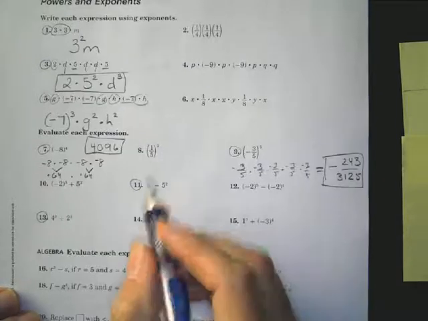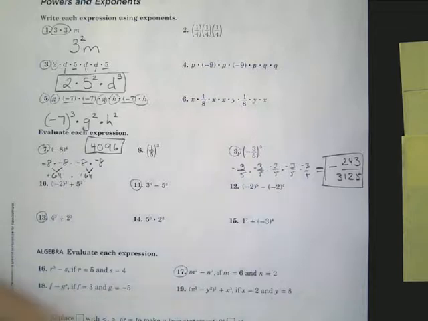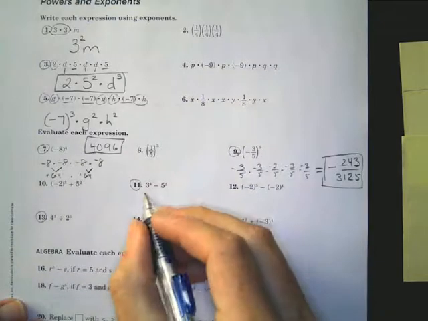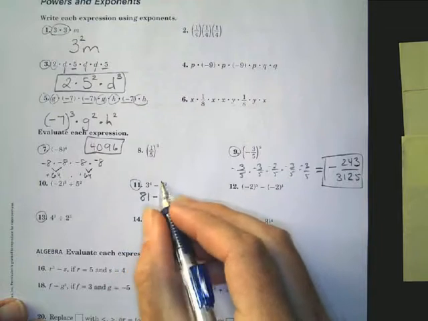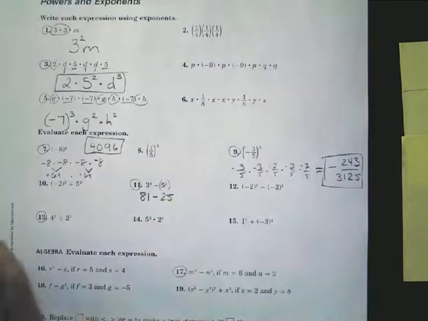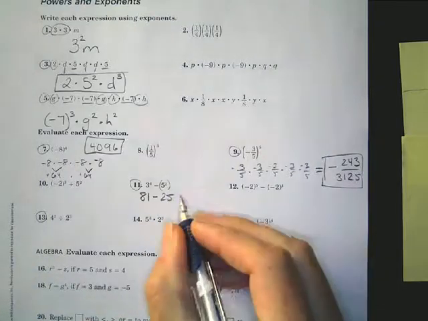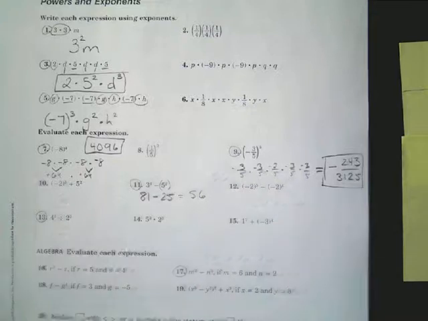On number 11, I have 3 to the 4th power, which is going to be 3 times 3 times 3 times 3. Oops, messed up there. 1, 2, 3, 4. And 3 to the 4th power is actually 81. And I'm going to subtract from it 5 squared. So we do this part here. 5 squared is 25. So 81 minus 25 is going to be 56, and I leave it just like so.